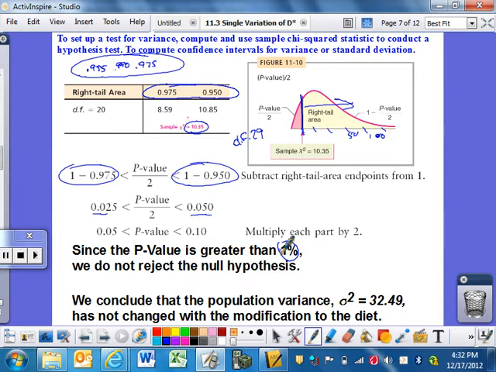Okay? There's not enough evidence to suggest, and I forgot to write this in here, so at the 1% level, there's not enough evidence to suggest that your variance has changed. And you can go in depth like this. As long as you say the percentage level, and then we fail to reject, and we conclude that the population variance has not changed from the 32.49. There's not enough evidence to suggest that.